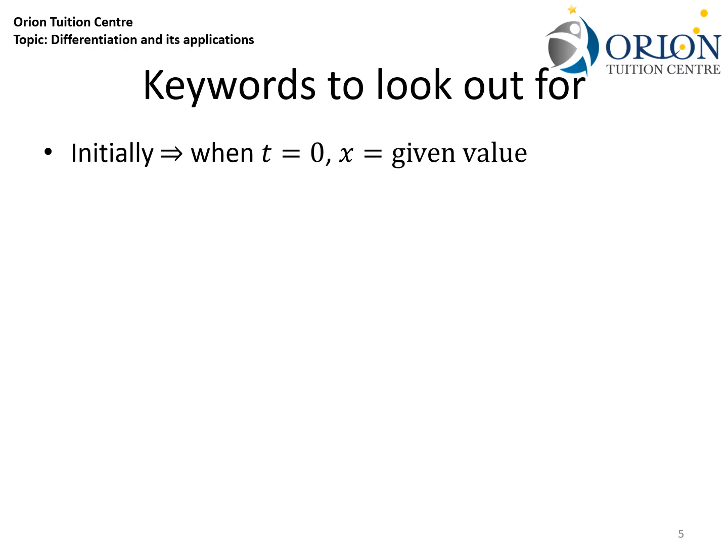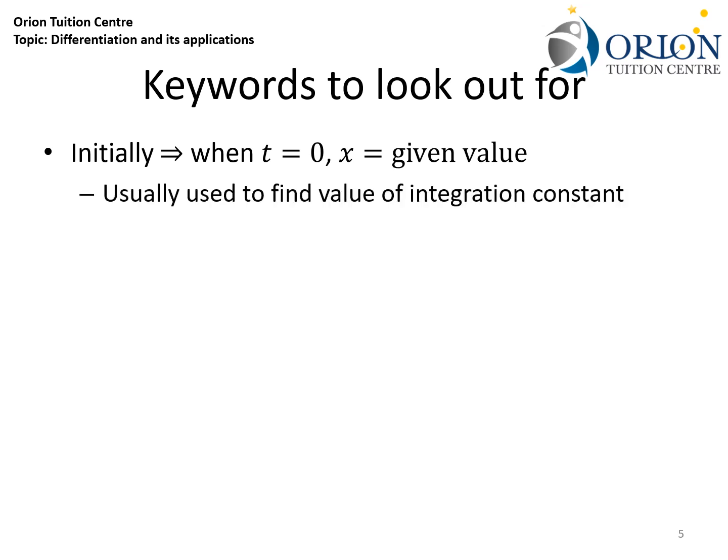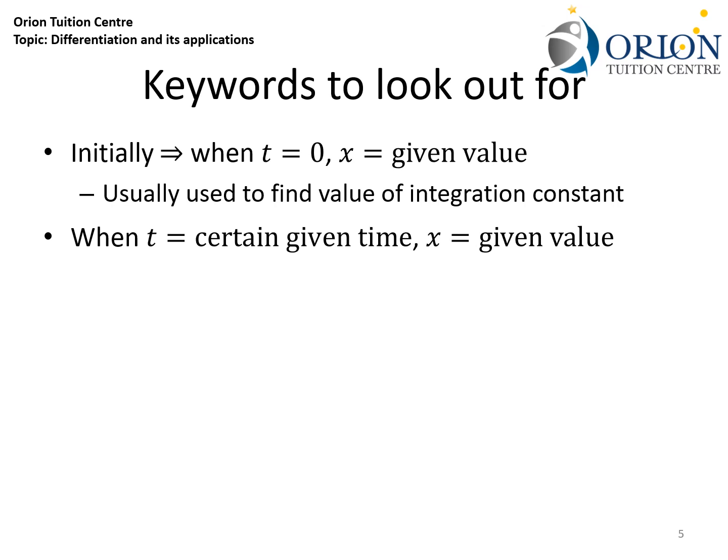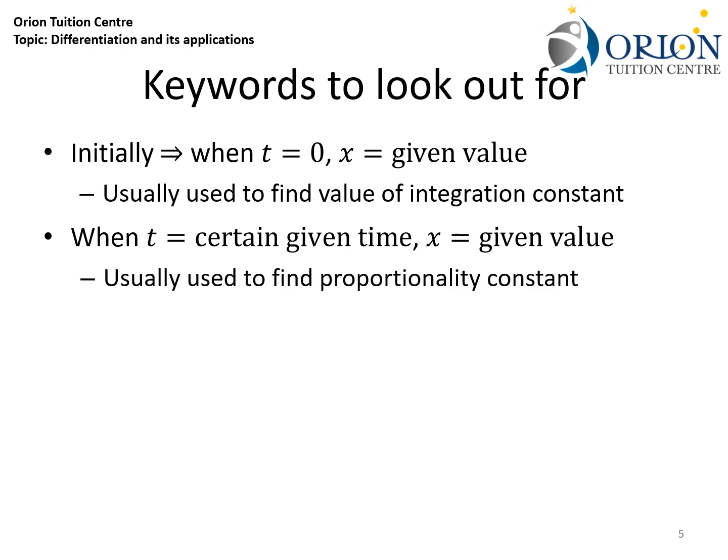For example, if the question says the population is initially 5 million, that means when t equals 0, x equals 5 million. This is called the initial condition, and it is usually used to find the value of the integration constant. Next, the question could also say that when t is a certain value, x is a certain given value as well. This allows us to find the proportionality constant, and usually we will find the proportionality constant only after we have found the integration constant.